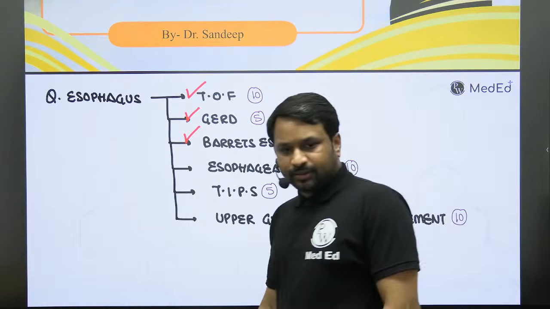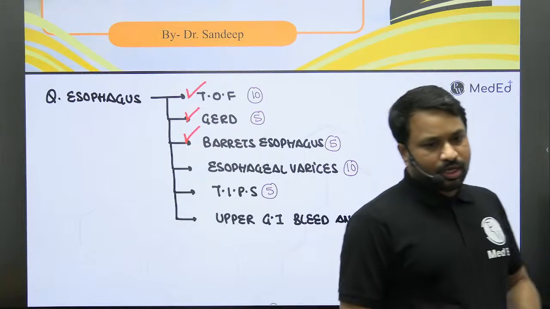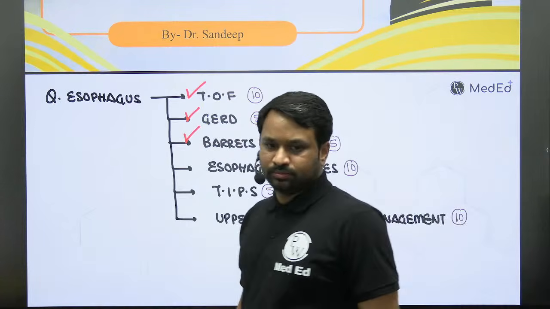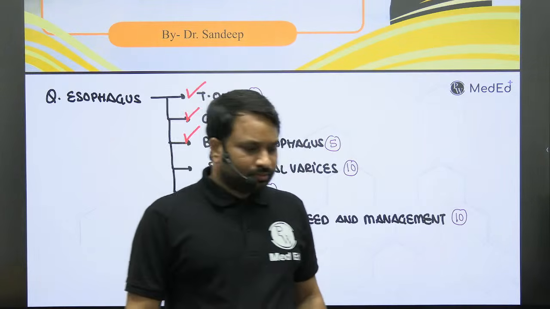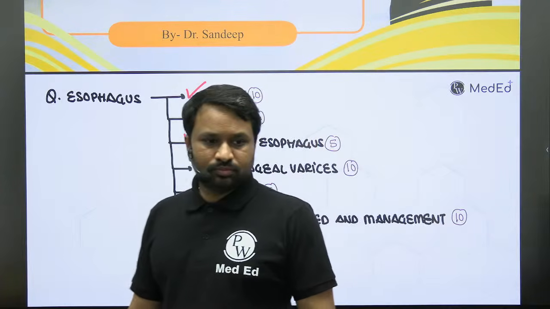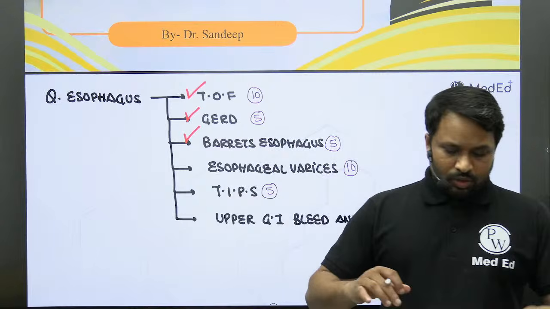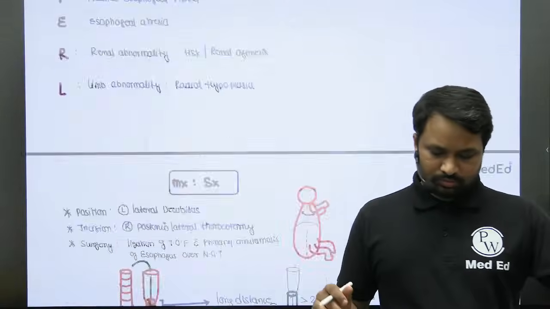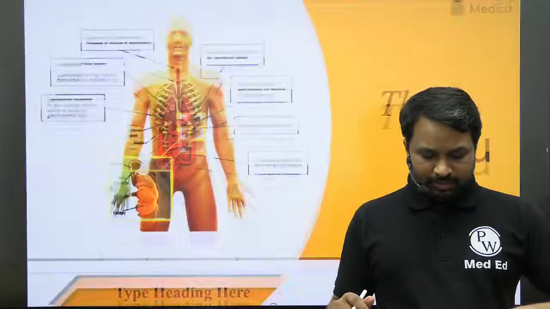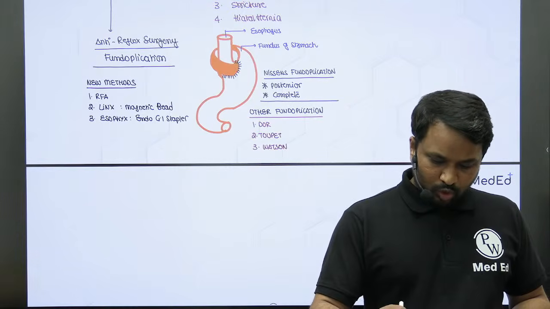Quick feedback. Any questions, any doubts, any problems? Going good? Is it making sense? I hope so. Okay, so we'll talk about the upper GI bleeds and we'll talk about esophagus. Has the page ended? Should I add one?